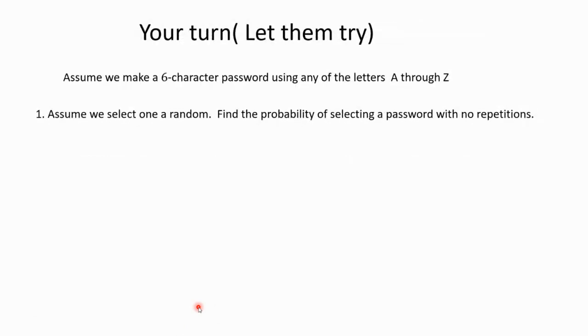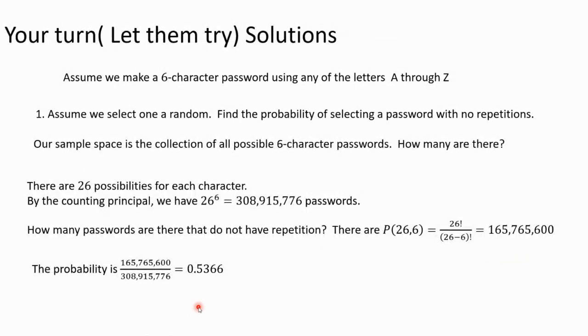Okay. For this one, I was going to have everyone try, but we have 5 minutes left, so let's just do it together. Here we're making a 6-character password where each of the letters A through Z could be used. So this one's a little bit different because now for each digit, so to say, we have 26 choices. And again, let's say we choose a password at random. What's the probability of choosing one where there's no repetition? In other words, just like before, what's the probability of choosing a permutation?